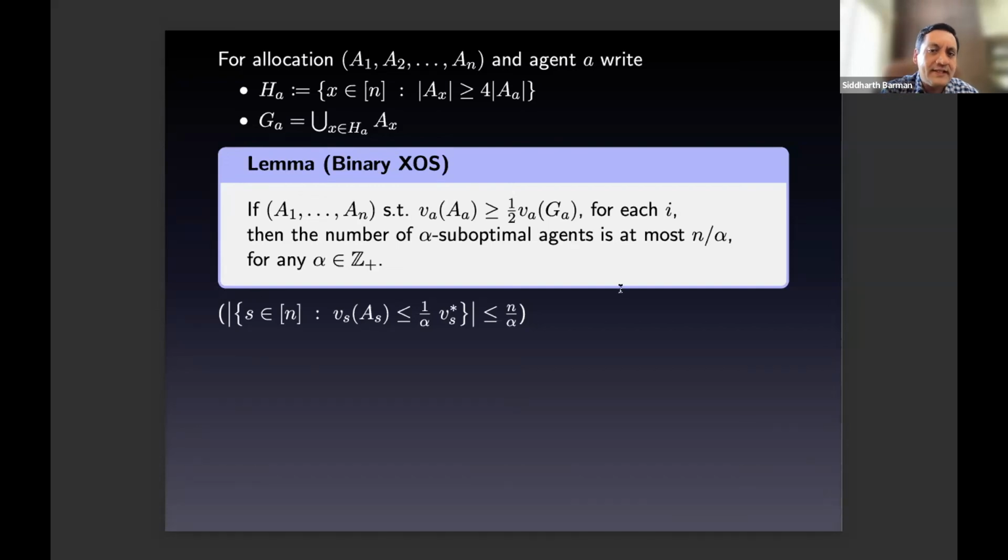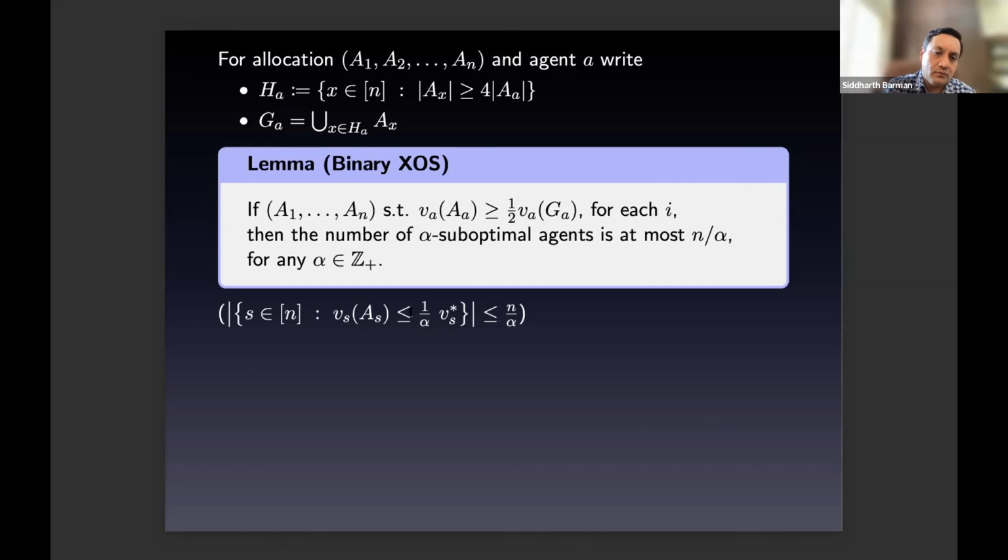When I say alpha suboptimal agents, I mean agents who are getting value less than 1/alpha times their optimal value. So the second part, the implication of the lemma, is that I look at all agents for whom the value in the allocation is 1/alpha less than the value in an optimal allocation. The number of such agents is at most n/alpha. And this holds for all alpha. So I'm saying, okay, how many agents are 4 suboptimal? They are getting 1/4 times the optimal. What the lemma says is, if the allocation has this property, then the number of such 4 suboptimal agents is n/4. And I ask you, okay, how many agents are 16 suboptimal?